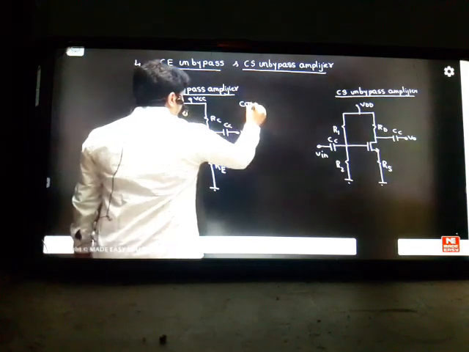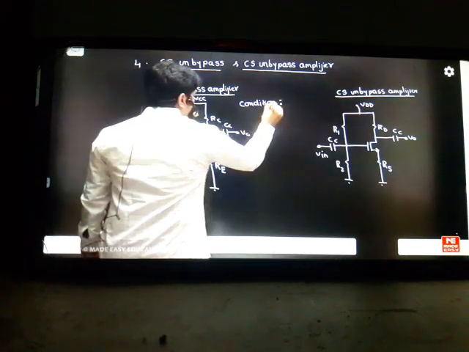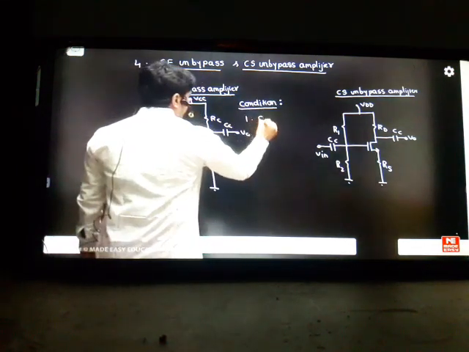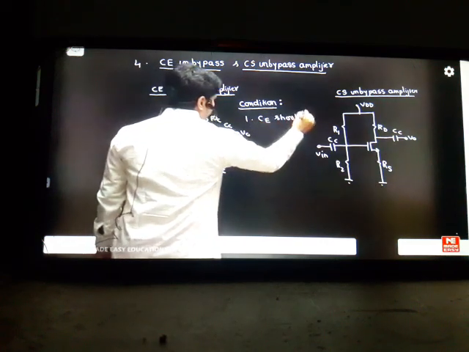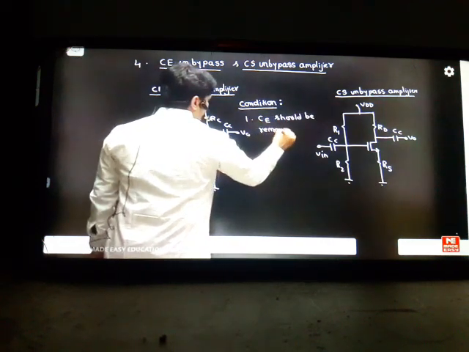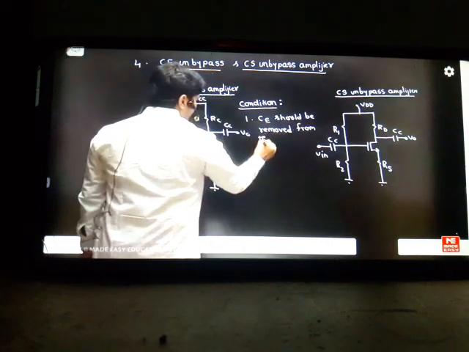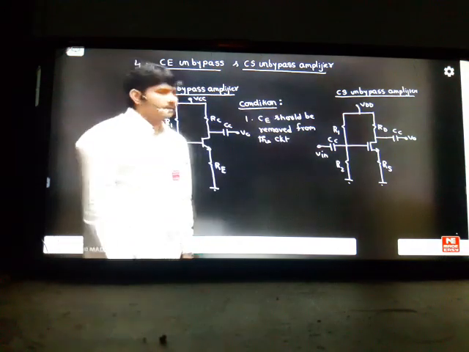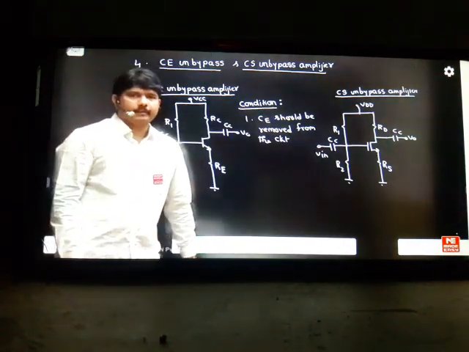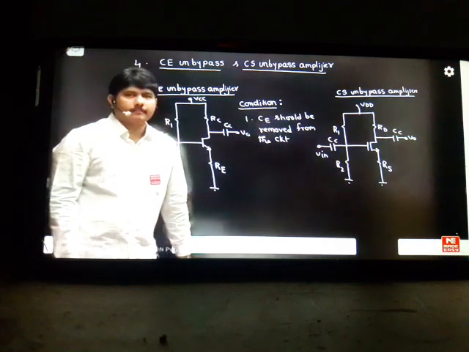What is the condition for unbypass? Point number 1, CE should be removed from the circuit. This is the first point. If it is a MOSFET, it is CS; if it is a BJT, we call it CE. The bypass capacitor should be removed from the circuit.